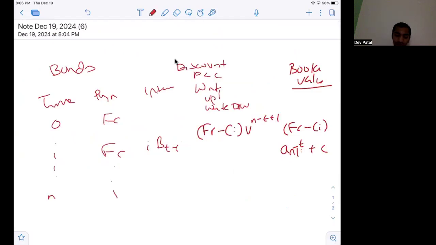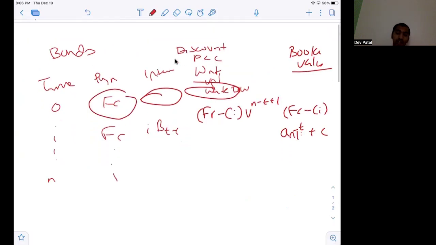Now, some of the common things here: we know that for any given time, the interest paid plus the write up or write down value is going to equal the payment value. We know that the book value can be calculated using two ways, the retrospective and the prospective method.